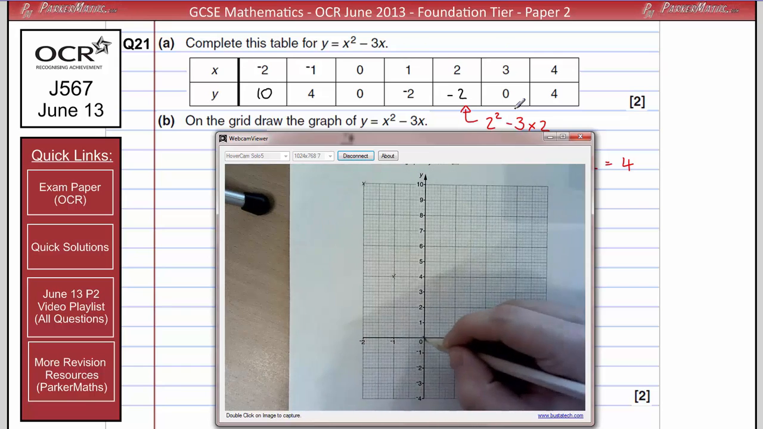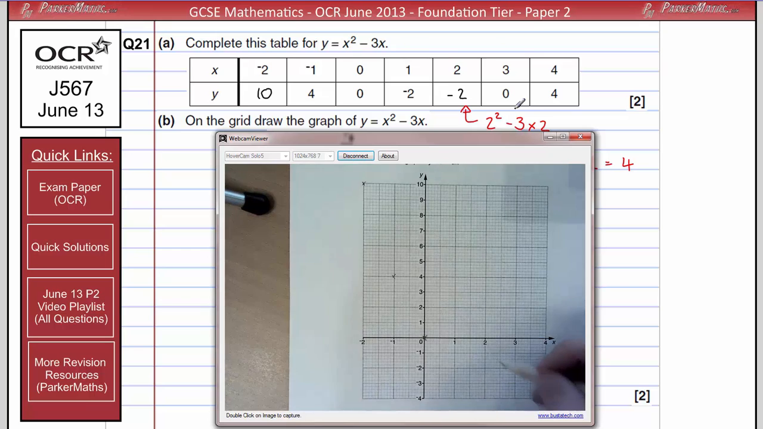Next is 0, 0. That's there. Then I've got 1, minus 2. That's down here. Then I've got 2, minus 2. So that's here. Then I've got 3, 0. That's here. And I've got 4, 4.